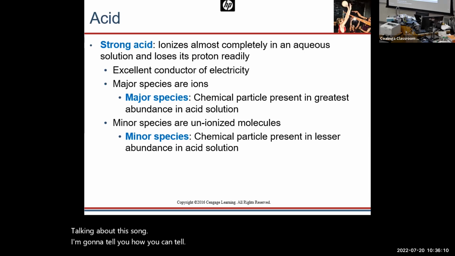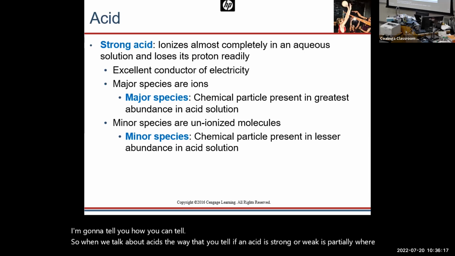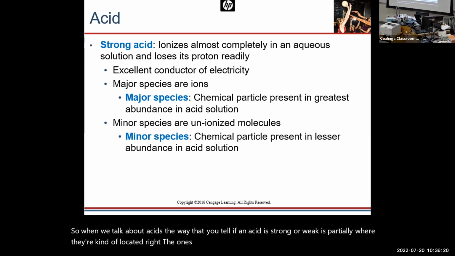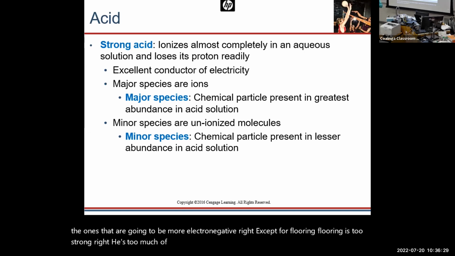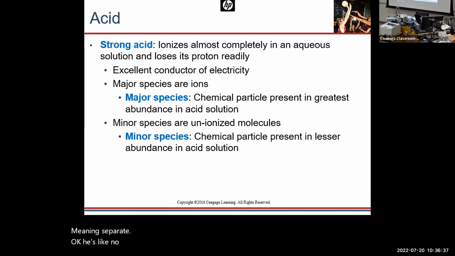When we talk about acids, the way that you tell if an acid is strong or weak is partially where they're located. The ones that are more commonly known to ionize are the ones that are more electronegative, except for fluorine. Fluorine is too strong, he's too much of a bully, so he's not going to want to ionize, meaning separate. He's like, no, no, no, you keep your butt here until I dump. You're mine until I want something better. That's the way fluorine is.